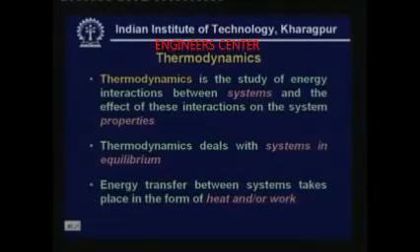And for a system to be in thermodynamic equilibrium, it has to satisfy all these equilibria. That means for the system to be in thermodynamic equilibrium, it has to be in thermal equilibrium, mechanical equilibrium, chemical equilibrium and phase equilibrium. So, classical thermodynamics basically deals with systems in equilibrium. And energy transfer we will see a little later. Energy transfer between systems takes place in the form of heat and work.